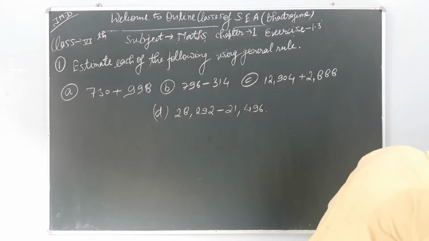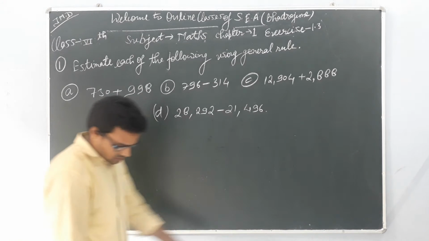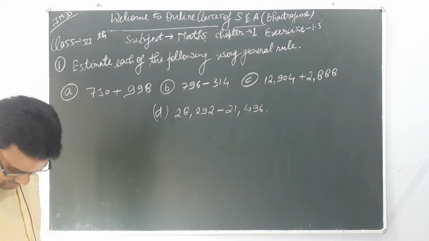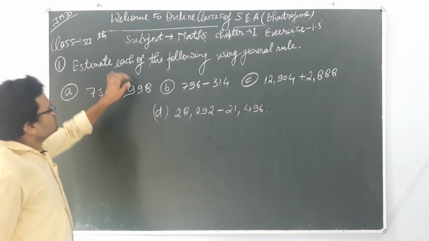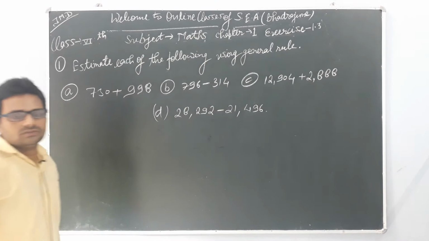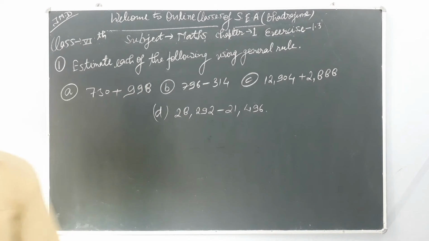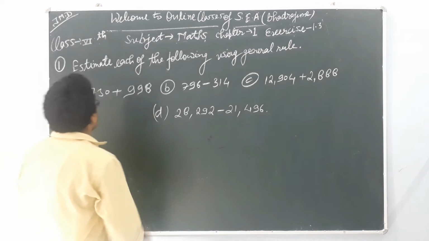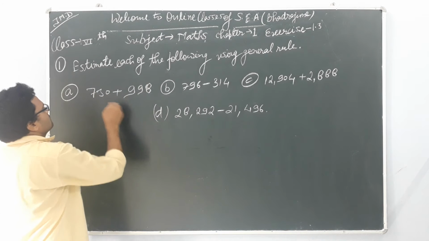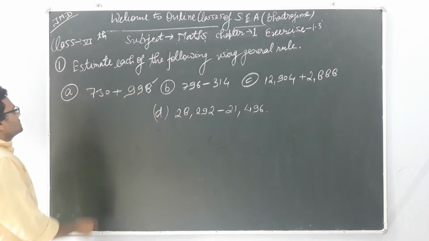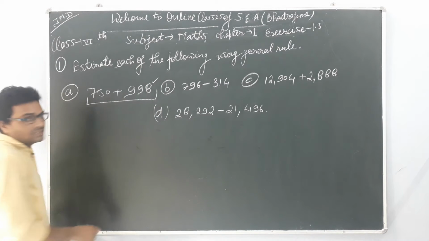Okay, now estimate each of the following using general rule। मैं जनरल रूल का यूज करके इनको सभी को हमें एस्टिमेट करना है। ओके, so this is our 730 plus 998. Our first one, question number first, part A is 730 plus 998.